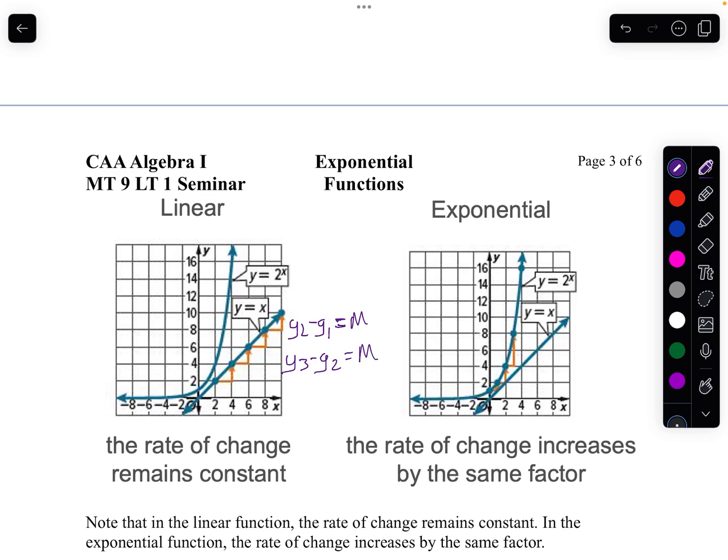Now, in exponential, we don't subtract, we divide. So y2 divided by y1 is going to equal a constant. We'll call that b for our equation. That is, y3 divided by y2 is going to be a constant, which we'll call b. I could go on forever and ever doing it that way.